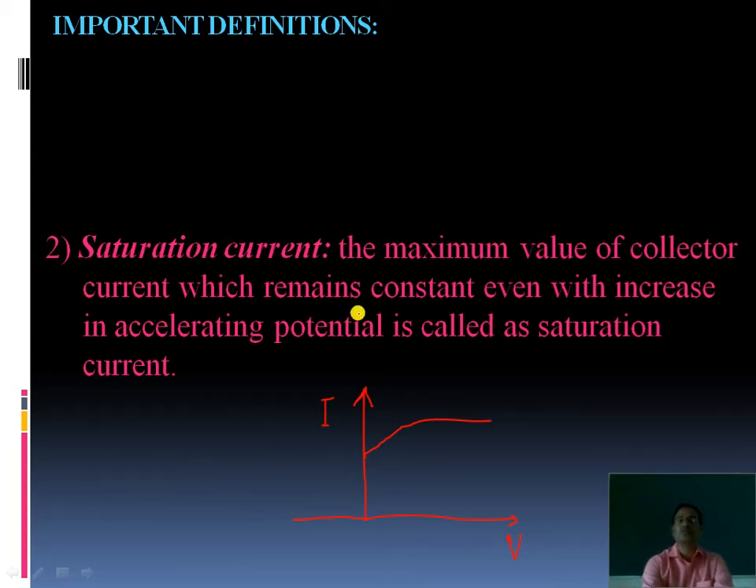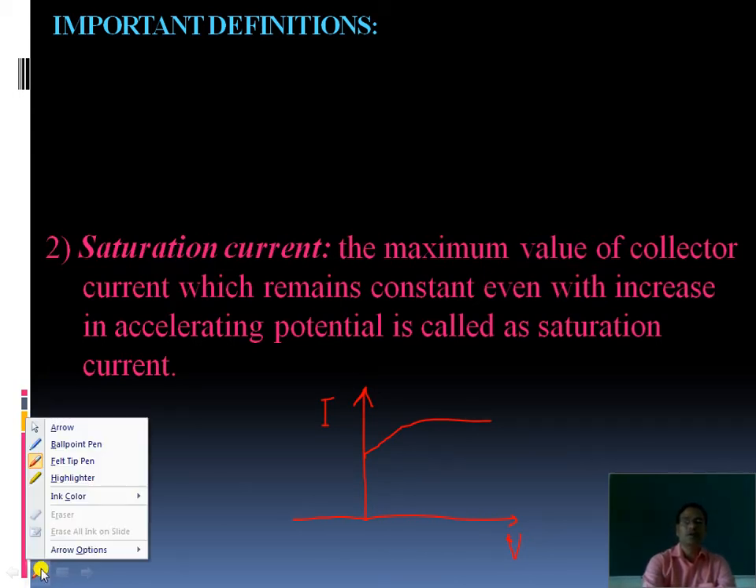So this is saturation current, the maximum value of collector current which becomes maximum and remains constant even if we increase the accelerating potential. So this is saturation current.